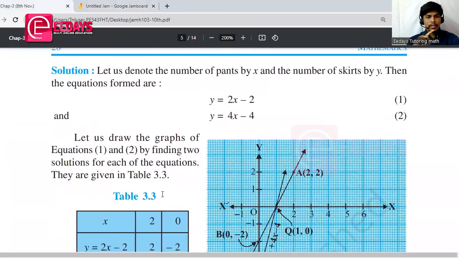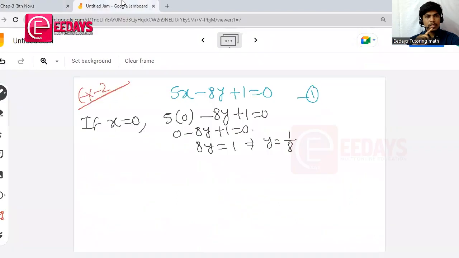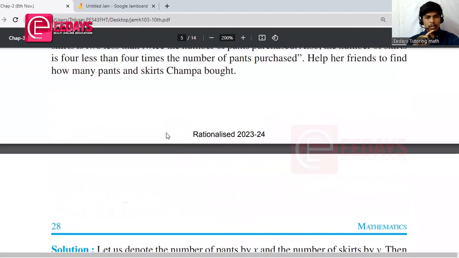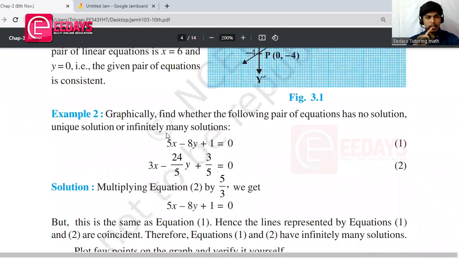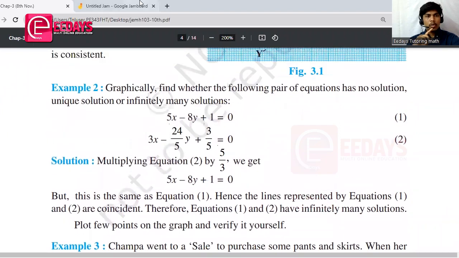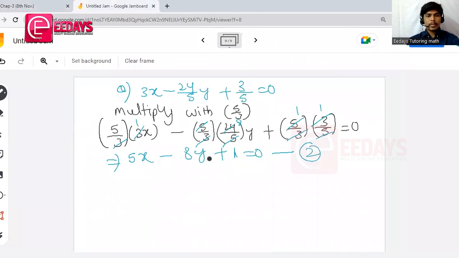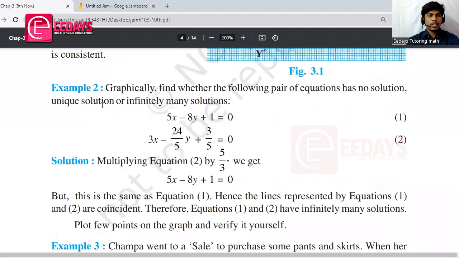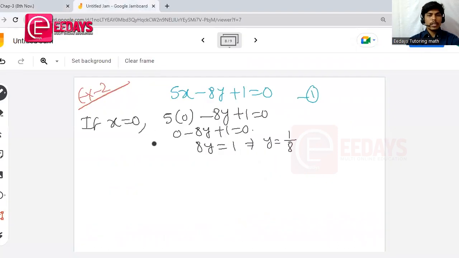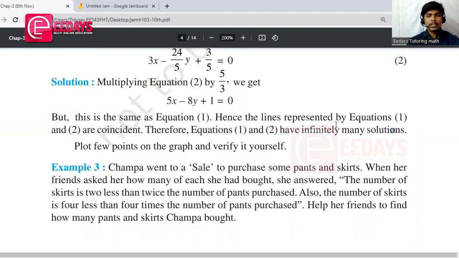What is the equation they gave in the question? 5x minus 8y. Equation 2 is the same as equation 1. Both equations we got the same. Observe carefully here: 5x minus 8y plus 1 is equal to 0, and here also 5x minus 8y plus 1 is equal to 0. They are the same equation, so they are coincident with each other. Why? Because we got the same values, and here also 1 by 8 for the constant value. So they have infinitely many solutions. Plot a few points on the graph and verify it yourself.